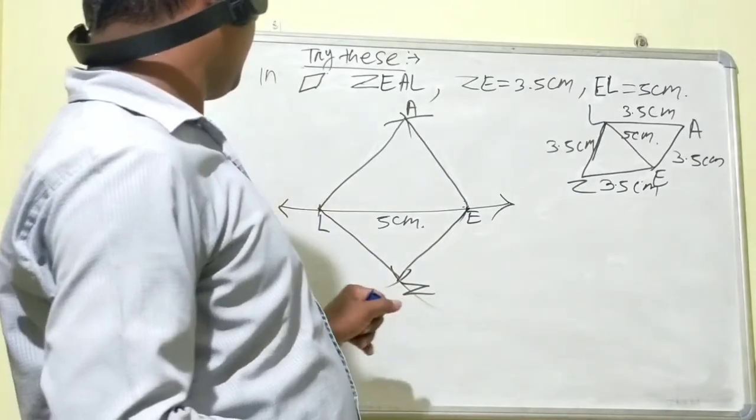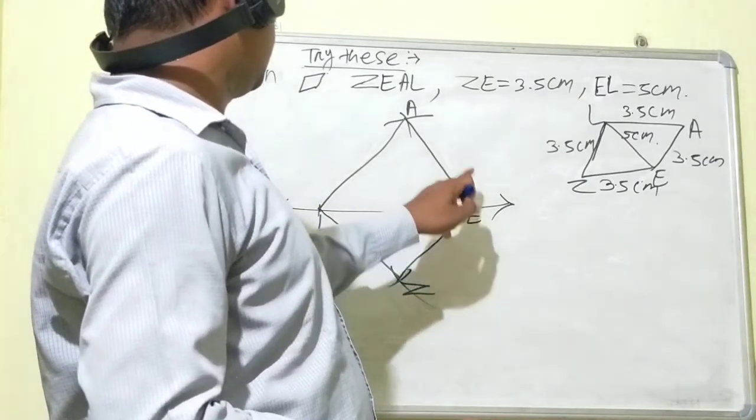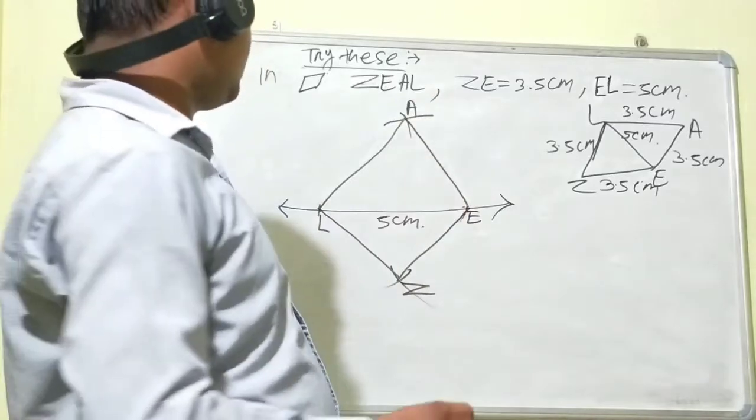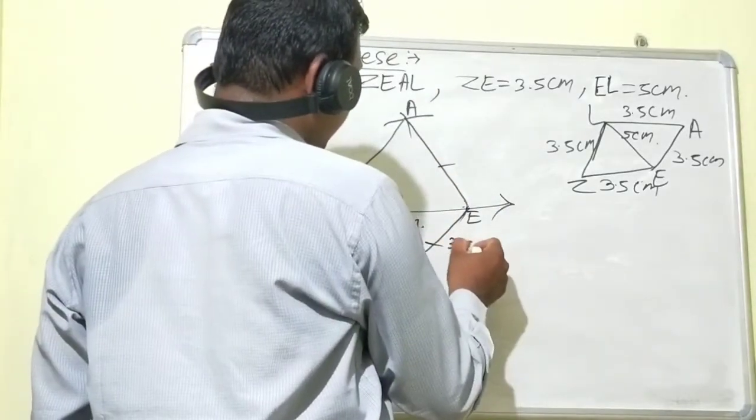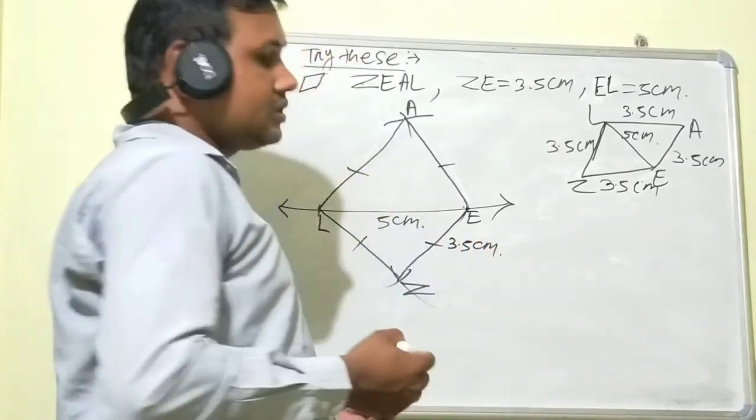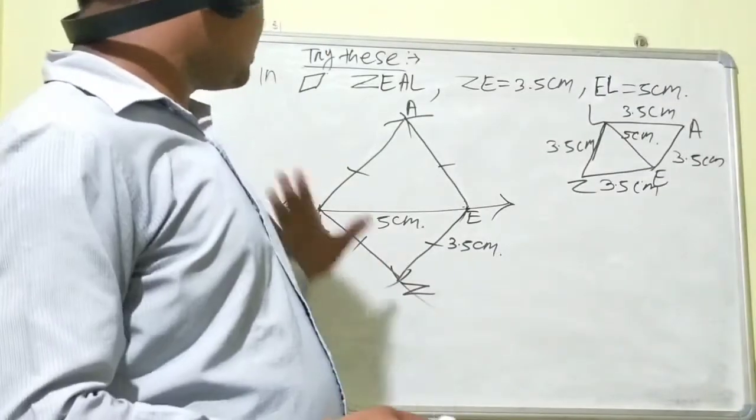So now we got G is a rhombus, with all sides 3.5 centimeter. This is the third question.